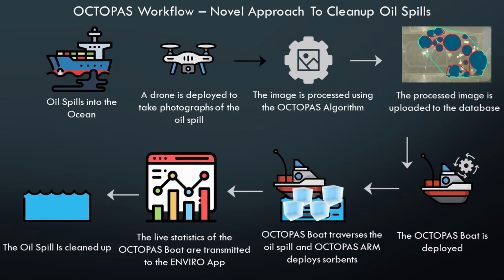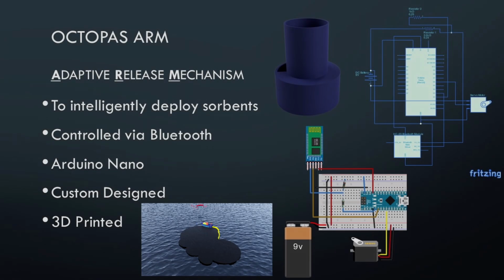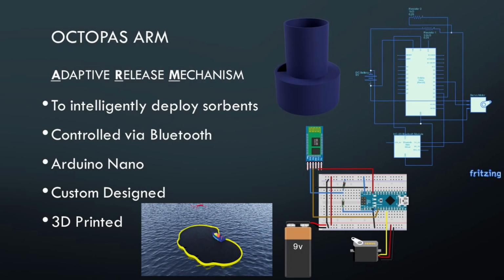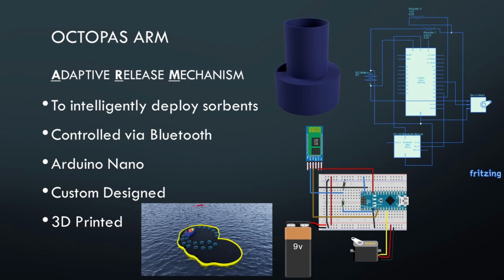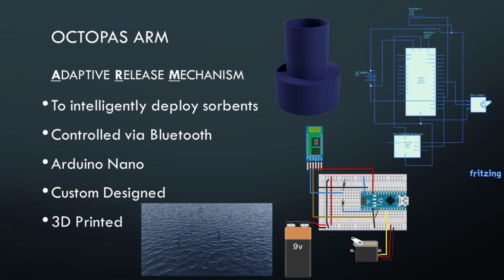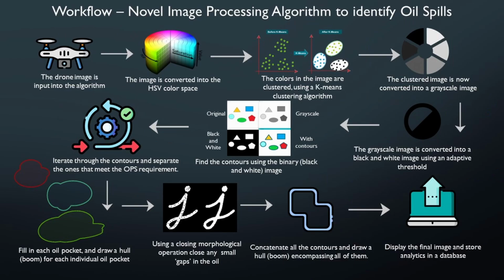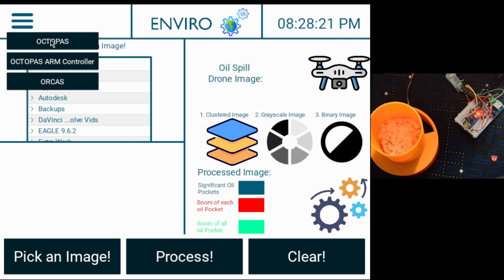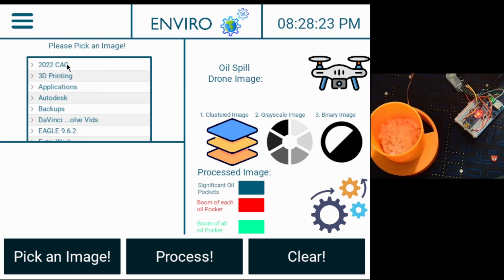OCTOPAS is a system in which you input a drone image of an oil spill, and it'll identify where the oil is and show analytics of the oil spill. OCTOPAS also has a physical component, which is a small boat to deploy the sorbents and clean up the oil spill. Octopus Arm, which stands for Adaptive Release Mechanism, is part of the boat that deploys the sorbents. It can be controlled via the Enviro app. The app shows real-time analytics for the Octopus Arm. And the process of the algorithm is identifying the oil and water, then drawing an outline around each of the oil pockets.